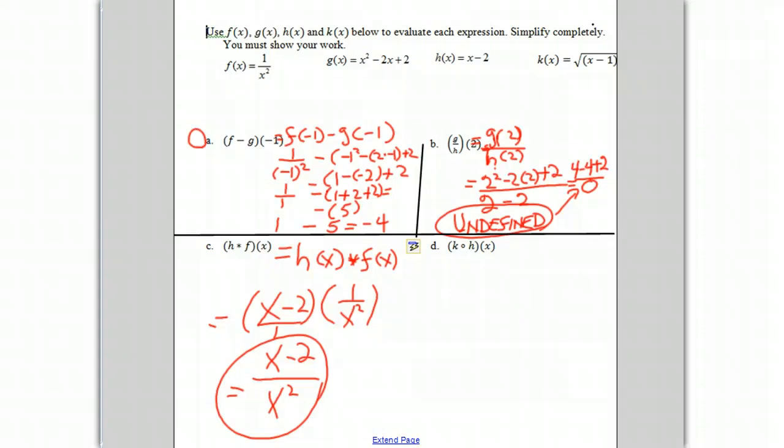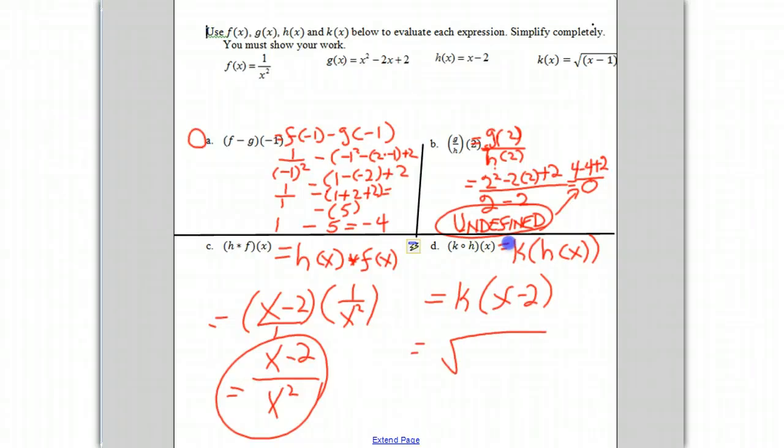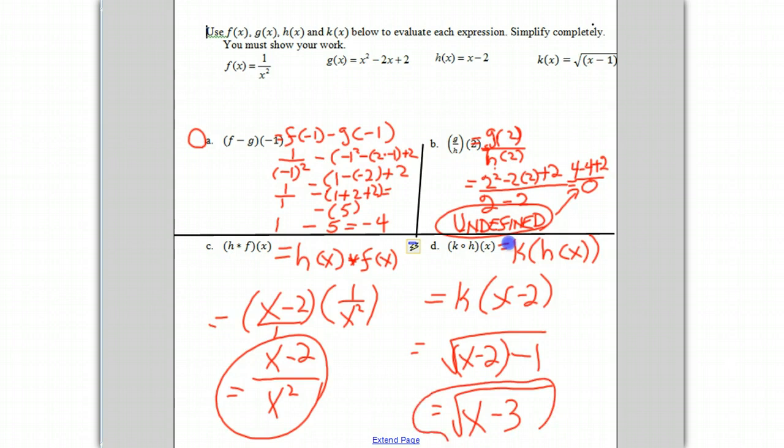Our next problem, k circle h of x. This is a composition of functions, which means k of h of x. We know that we always do the parentheses first, so we know h of x is x minus 2. So that gives us k of x minus 2, because that's what h of x is equal to. Now, the rule for k of x says find the square root of everything in the parentheses and then subtract 1. So k of x says find the square root of whatever is in parentheses, which is our x minus 2. And from that, the rule says subtract 1, because k of x is the square root of x minus 1. And x minus 2 minus 1 becomes the square root of x minus 3. And we are done.